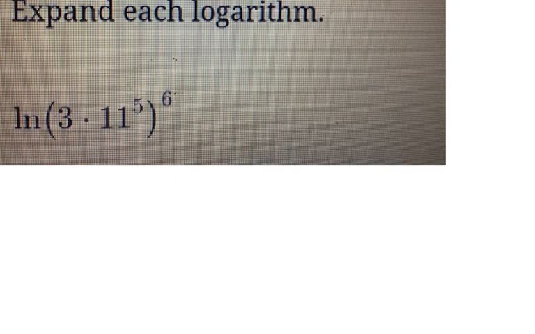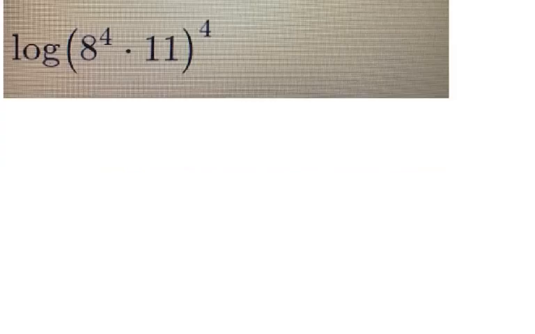All right, that's a similar log, so we're not going to do that one. Guys, natural log, just treat it like any other log. That one's very similar. This one's a little different, I guess. Let's do this one. This will be the last expand, and we'll do some condensing.